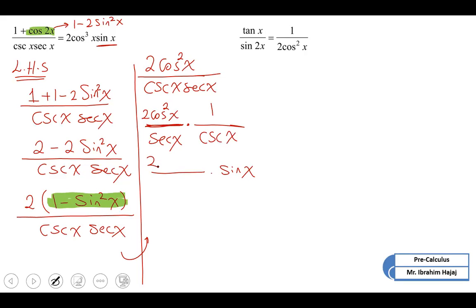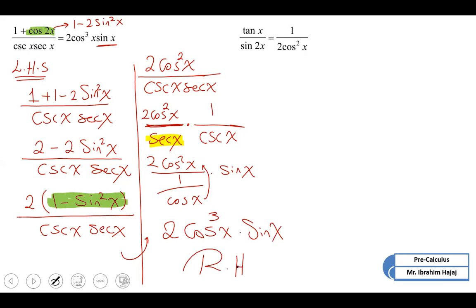But here is 2 cosine squared x over secant. You know, guys, that secant x is 1 over cosine x. So the denominator of the denominator is the numerator. So simply my answer will be 2 cosine squared x times cosine x, which is 2 cosine cubed x times sine x, which is the right-hand side. So the 2 sides are now equal, so the equation is verified.